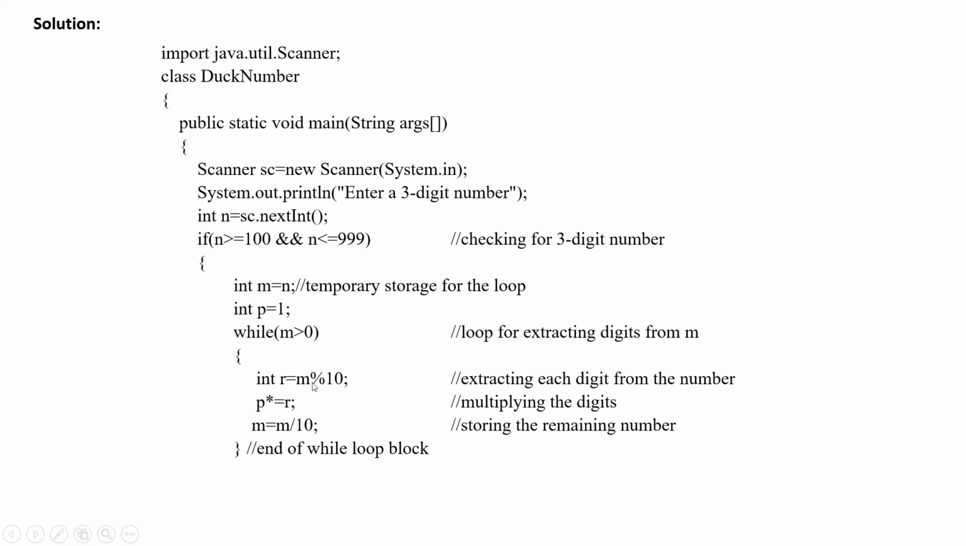Inside that, int r equals m mod 10, extracting each digit from the number. p *= r, or you can write p equals p into r, multiplying the digits. Finally, m equals m divided by 10, storing the remaining number. So we are reducing the number by 10, 10, 10. The while loop ends here.